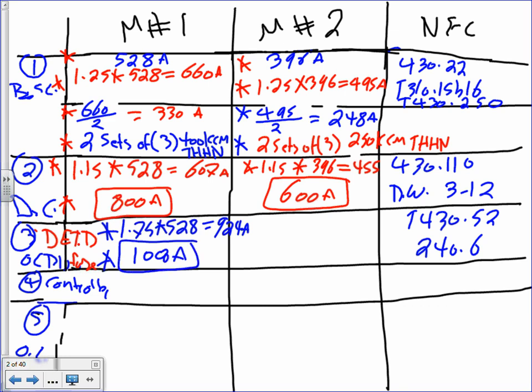Not 1,000. We're just missing a zero. 1,000. 1,000. Number 3. Dual element time delay fuse. Dual element, the D is for dual element time delay fuse.